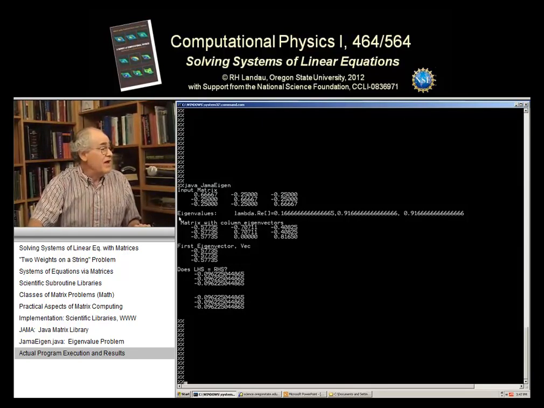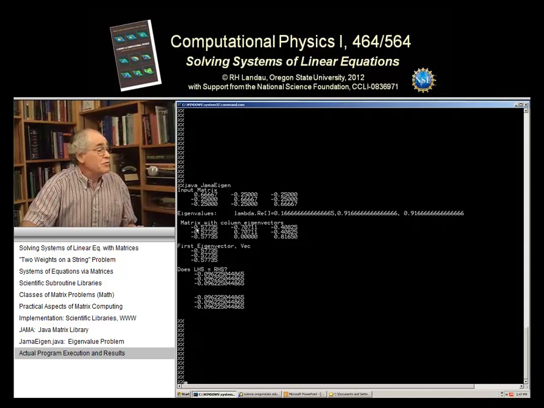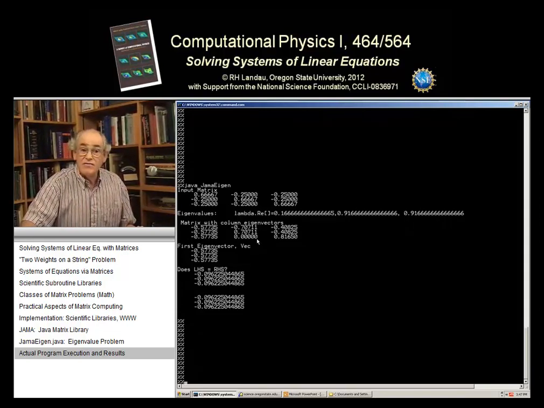And these are the eigenvalues. So lambda.real, the first one we printed out, is equal to 0.166. The next one's 0.91. And the third one is 0.91. In the code, I only had one printed out because I couldn't fit it on. Here we printed out all three. And then this is the matrix which comes out, the matrix of the eigenvectors. So these are the three eigenvectors corresponding to these three eigenvalues.